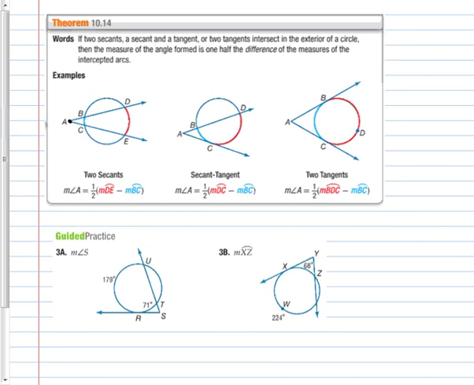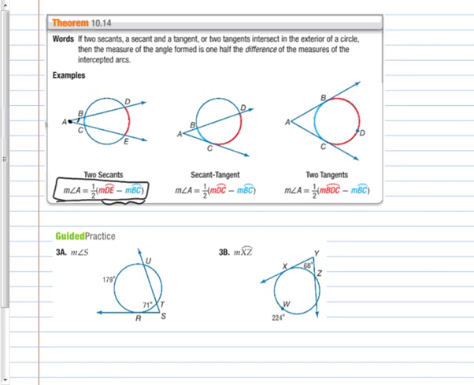Next theorem. We are going to take secants, or tangents eventually down here in the third picture, from a point outside. So these things are intersecting outside the circle. And when they intersect outside the circle, the measure of this angle A over here is 1/2 again, but it's 1/2 the difference, and it's 1/2 the positive difference. You take the big measure minus the small measure.